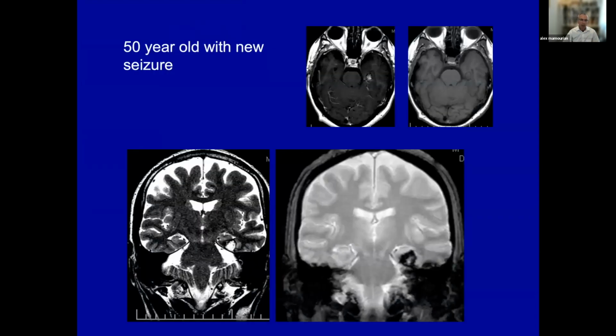Here's a 50-year-old patient with new onset seizures. And what you notice here on the shallow flip angle gradient echo scan is all of this signal loss. This is susceptibility effect. We have a little bit of enhancement here. We have a dark rim on the T2 weighted scan. This is a typical appearance of a cavernoma, which is adjoining the hippocampus.